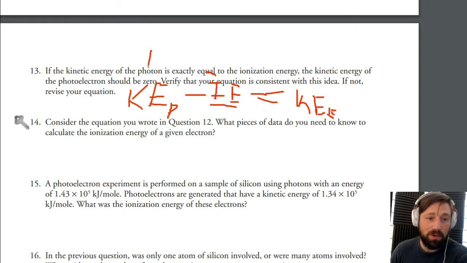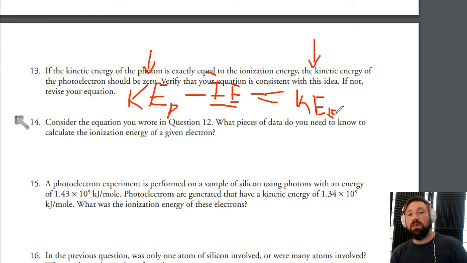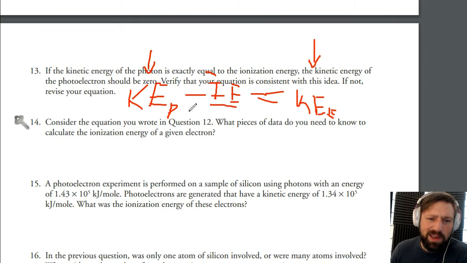Well, we need to know the kinetic energy of the photon, and this is going to be fine because in a photoelectron spectrometer, we're going to be able to control this. This is going to be the knob that we're going to be able to turn. And then we also need to know the kinetic energy of the electron. How fast are these electrons actually moving? So those are the two pieces of information we need. Then we can go through and calculate our ionization energy. Okay.